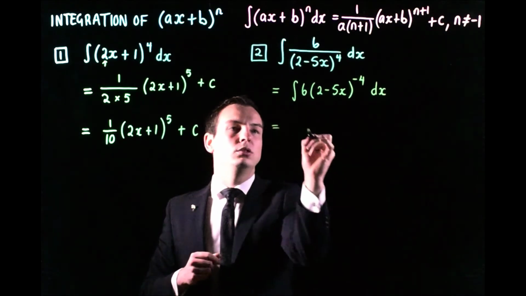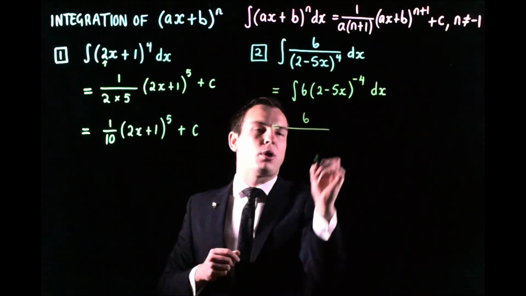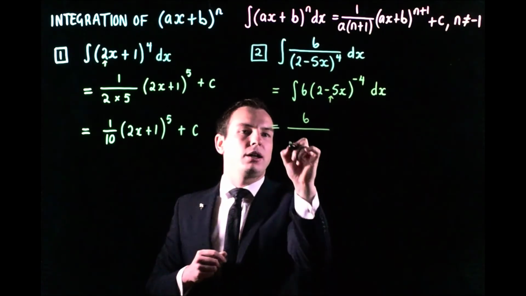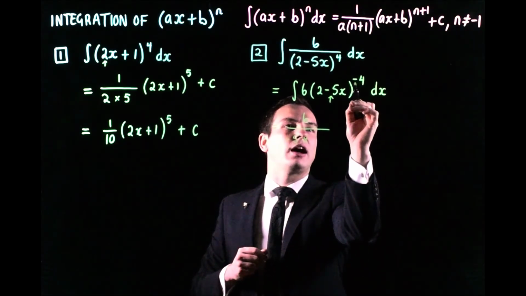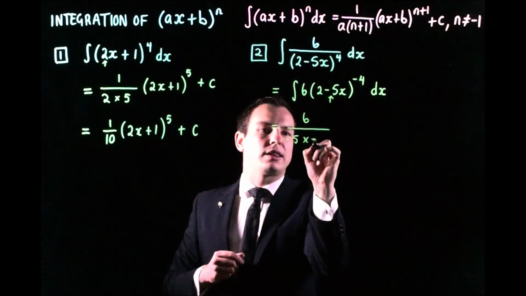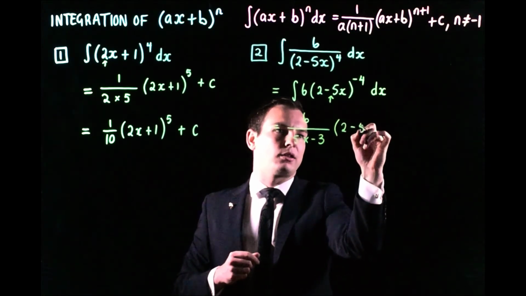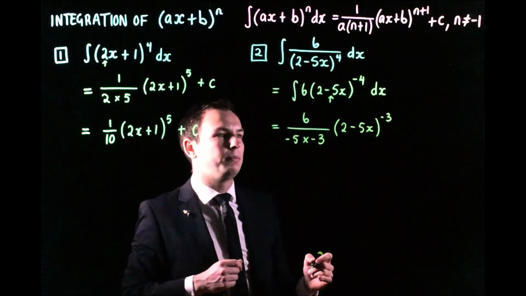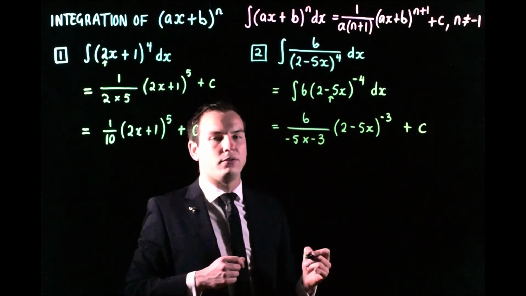Now applying our rule, we still have this 6 out the front, so I can leave that here, and then we're going to divide that by the a term, which in this case is -5, so that's the coefficient of x, remember, so we're going to have -5 times, and the new power when we add 1 to the power. Here when we had +4 it went to 5, but when we have -4, adding 1 to that will give -3. And then we're still going to have that multiplying (2 subtract 5x) to the power of -3 once we've added 1 to that power. And then, of course, we would have that plus c, which is the constant of integration.